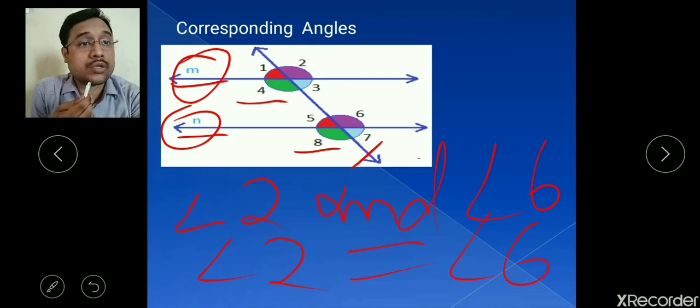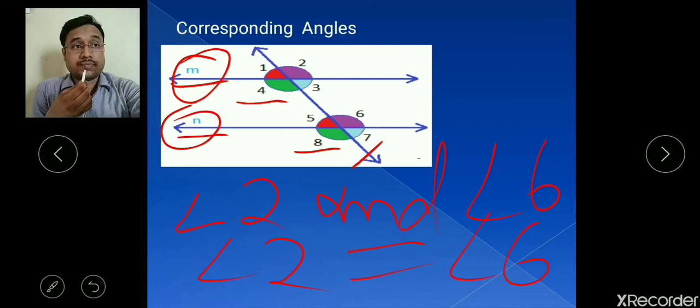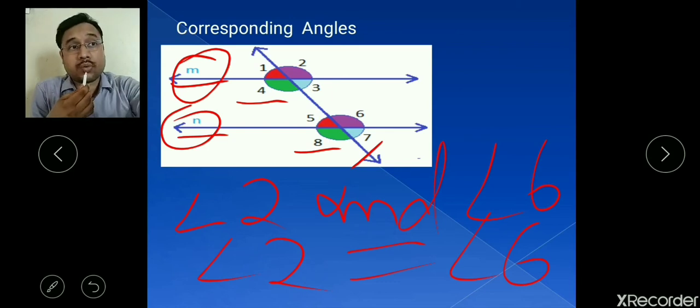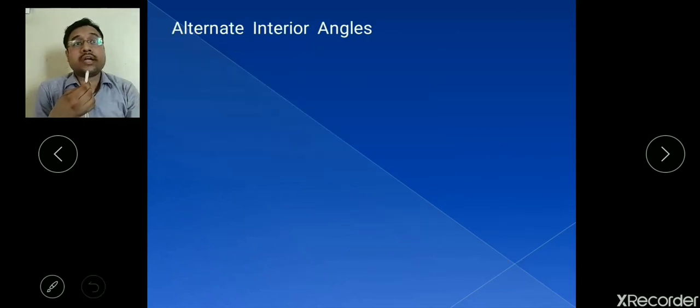So angle 2 is equal to angle 6. Same way, angle 1 is equal to angle 5. Angle 1 and angle 5 are also corresponding. Angle 3 and angle 7 are also corresponding, shown in the same blue color there. Angle 3 and angle 7 are corresponding angles and they are equal. Next, alternate interior angles.